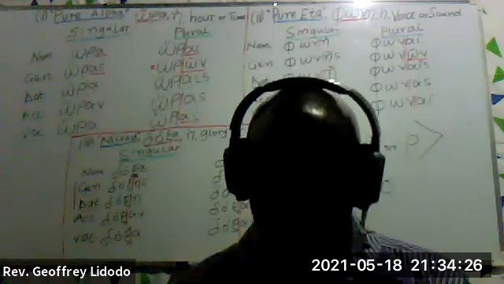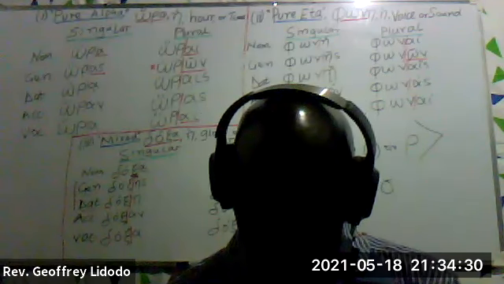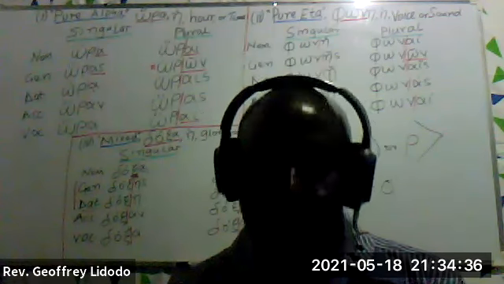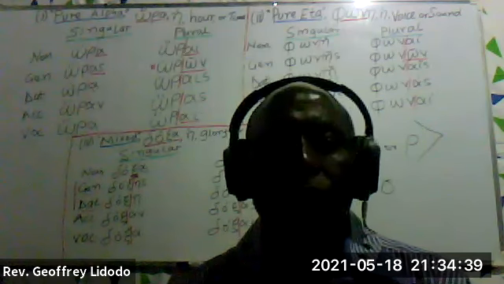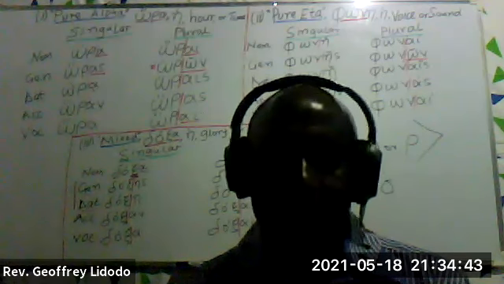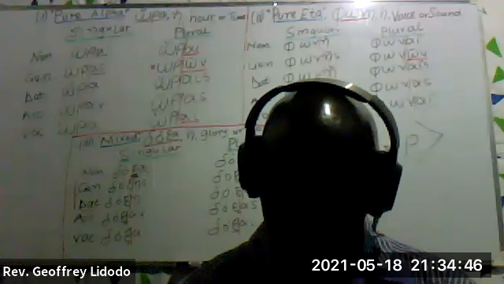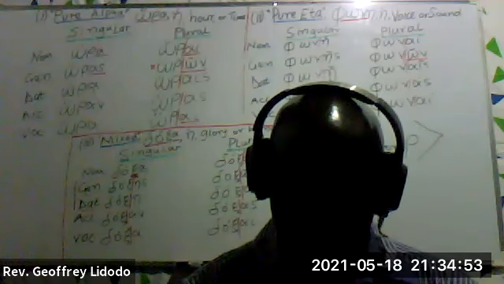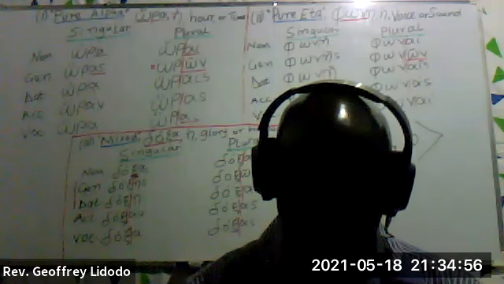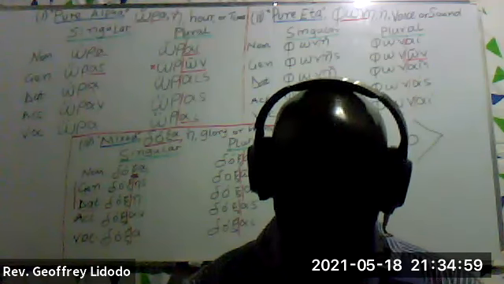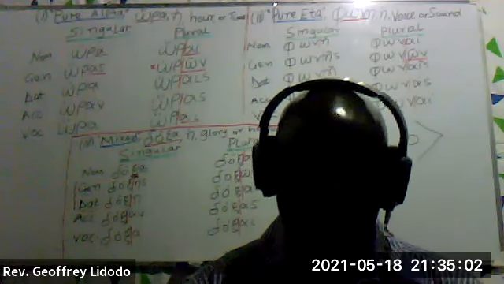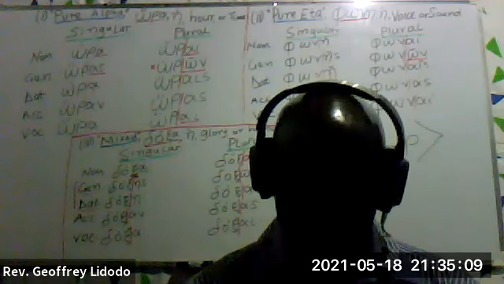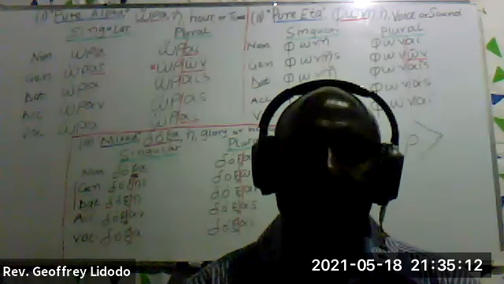And then we have huios, using the letter H, huios. This means son. I hope these are some of the masculine nouns that we are going to meet mostly in this lesson 4. Any question, please?